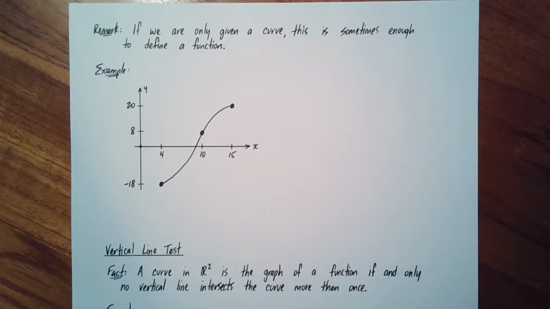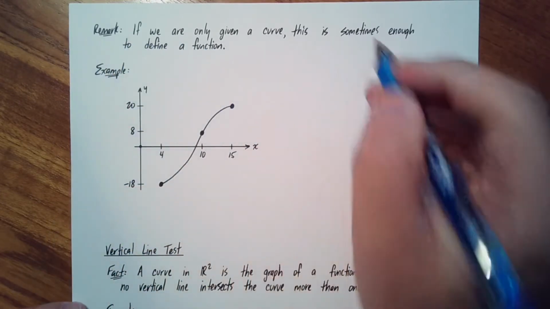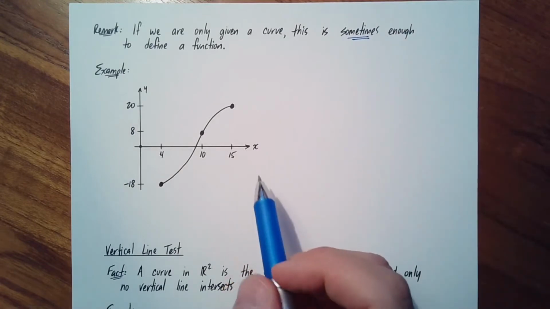So we've looked at how if we have a function given to us, we can construct its graph. What about the other way around? What if you're given a curve in the Cartesian plane? Can you use that to recover a function or to define a function? And the answer is sometimes, right? And this remark says it all. If we were only given a curve, this is sometimes enough to define a function.